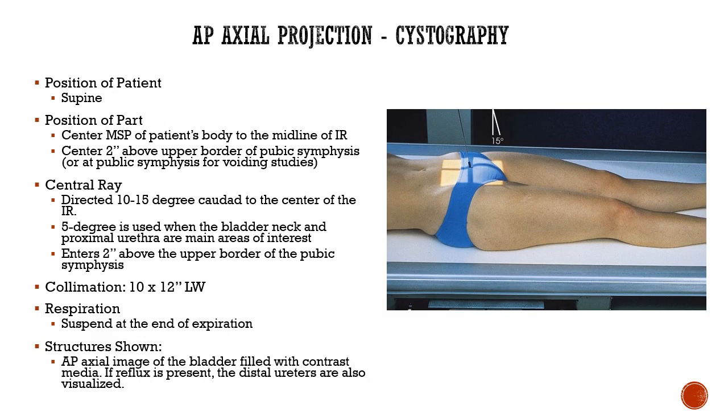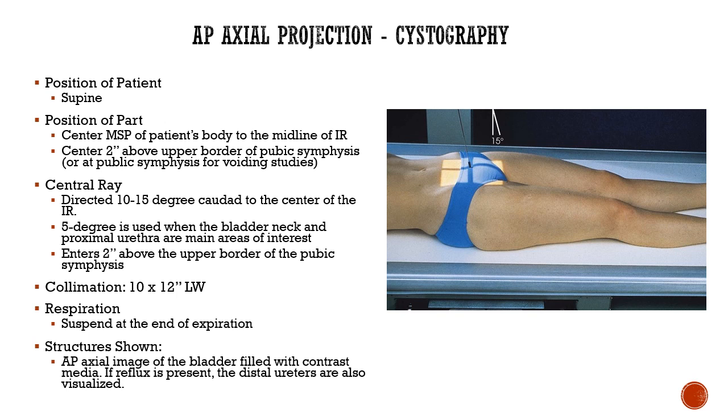For the axial projection for cystography, the patient is still supine. We're going to center the mid-sagittal plane of the body to the midline of the image receptor. We're going to center 2 inches above the upper border of the pubic symphysis or at the pubic symphysis for the voiding studies. We're going to direct the central ray 10 to 15 degrees caudad to the center of the image receptor. A 5-degree angulation is used when the bladder neck and proximal urethra are the main areas of interest, but it enters 2 inches above the upper border of the pubic symphysis. Collimation is 10 by 12 lengthwise, and we're going to suspend at the end of expiration.